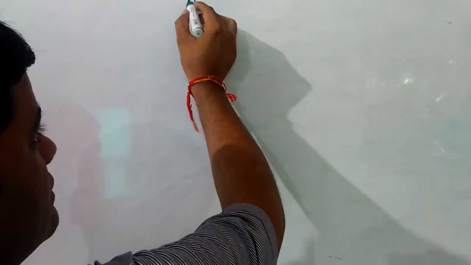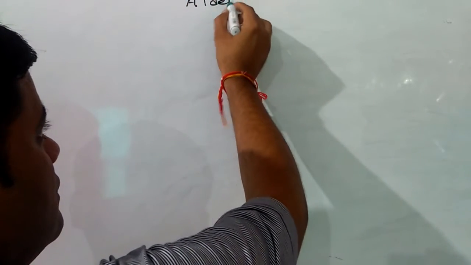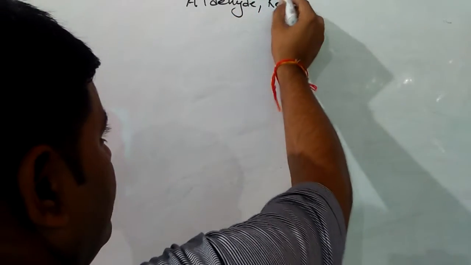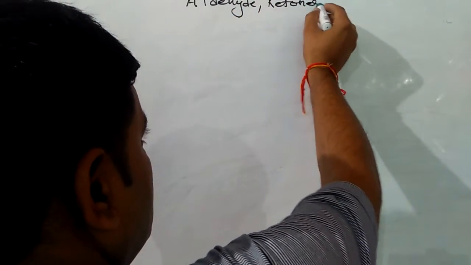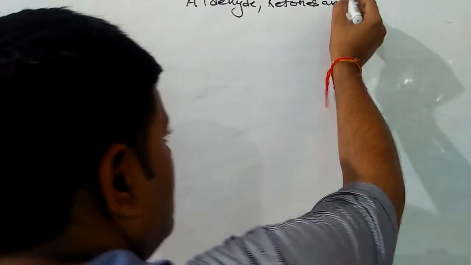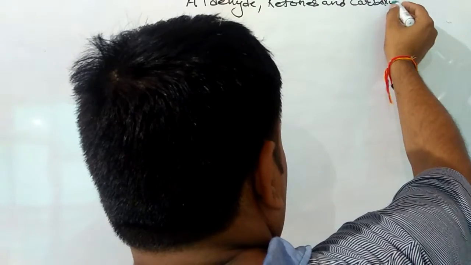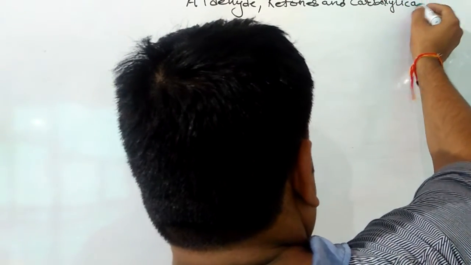For class 12th, today we are going to start a new topic, and that topic is aldehyde, ketone, carboxylic acid and its derivative.